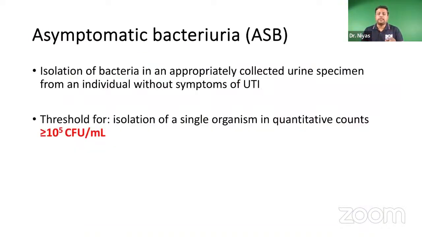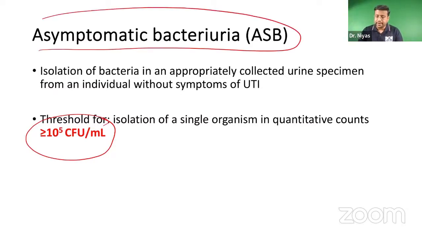Now, the clinical diagnosis in this patient who does not have any urinary symptoms but has isolation of E. coli at a colony count of more than 10 raised to 5 colony forming units per ml is called asymptomatic bacteriuria. So it's basically isolation of a bacteria in an appropriately collected urine specimen from an individual without symptoms of urinary tract infection. And it should not be at any colony count. The cutoff is you should have at least 10 raised to 5 colony forming units per ml. So at this amount, if you're getting the bacteria but there are no symptoms, it's asymptomatic bacteriuria.